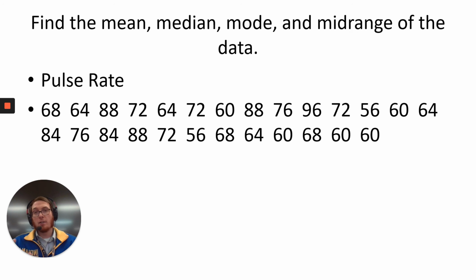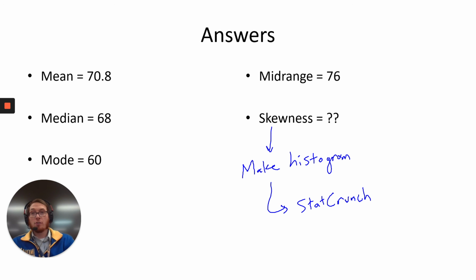So if you pause it here, you can order the data. If not, you need to make sure you understand all those four things, and here would be the answers. So you need to double check and make sure you can get those four answers for those pieces. And then there may be a question about skewness. You can make a histogram and look at StatCrunch. You could also look at the mode versus the mean and median.